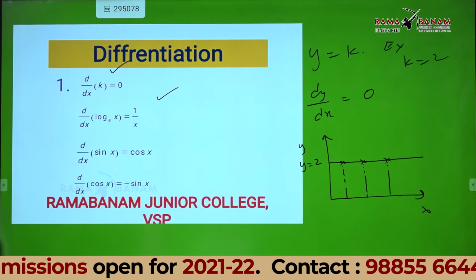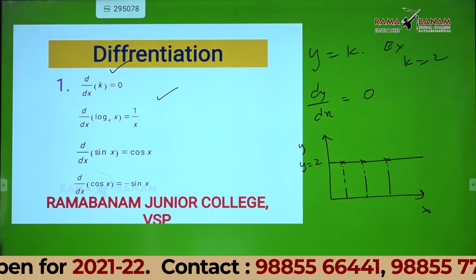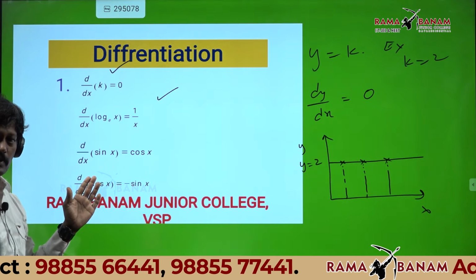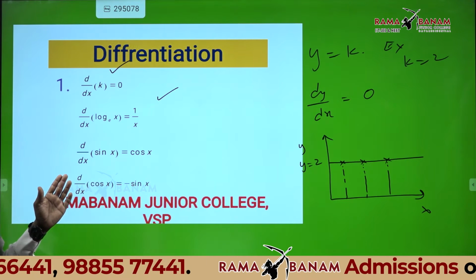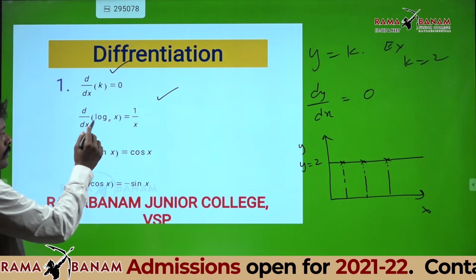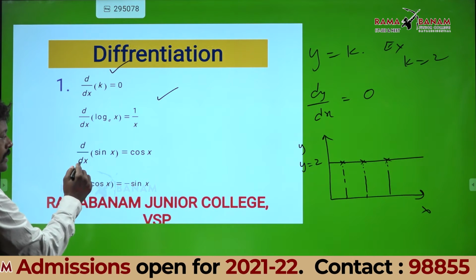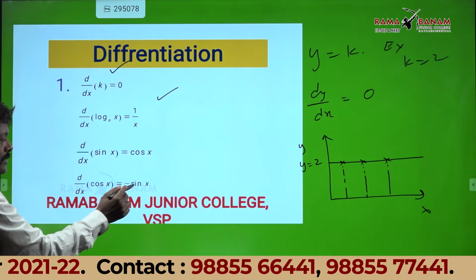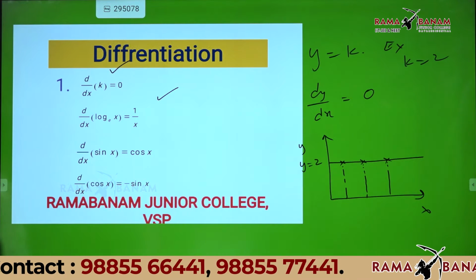This is the first slide only. So derivative of a constant is 0, derivative of log x is 1 by x, derivative of sin x is cos x, d by dx of cos x is minus sin x.